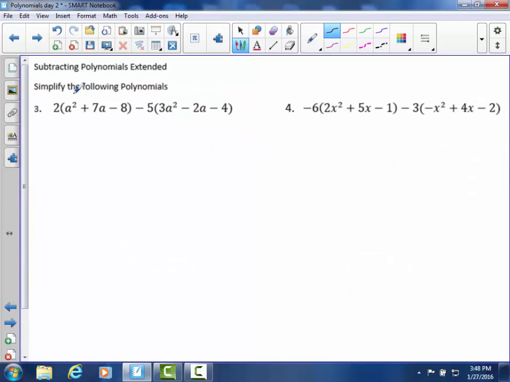Okay, so if we want to simplify these, the hint here is we're subtracting, and that's because right here we have the minus sign. So we're going to distribute a negative to each one of these, a negative 5. And over here we're going to distribute the 2. So I'd have 2a squared plus 14a minus 16 minus 15a squared.